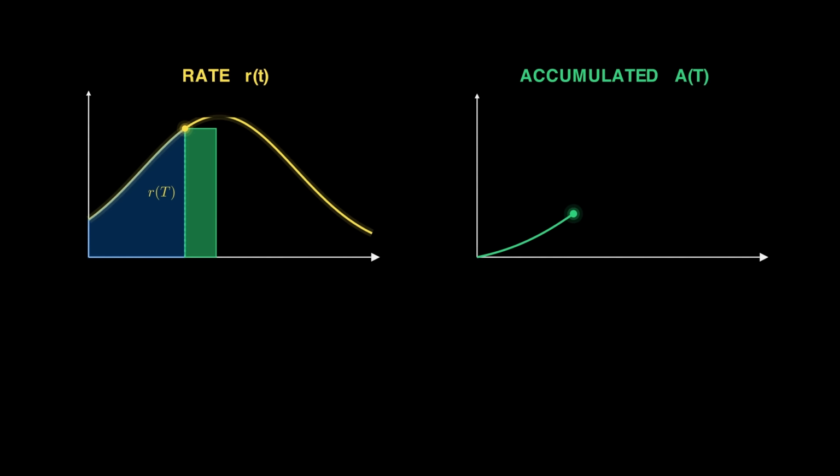The sliver's height is approximately the current rate, r of t. Its width is dt. So the new amount is approximately current rate multiplied by a tiny change in time. Divide both sides by dt, and as the time step shrinks towards 0, the approximation becomes exact. The derivative of the accumulated amount is the original rate. In other words, differentiation recovers what integration accumulated.